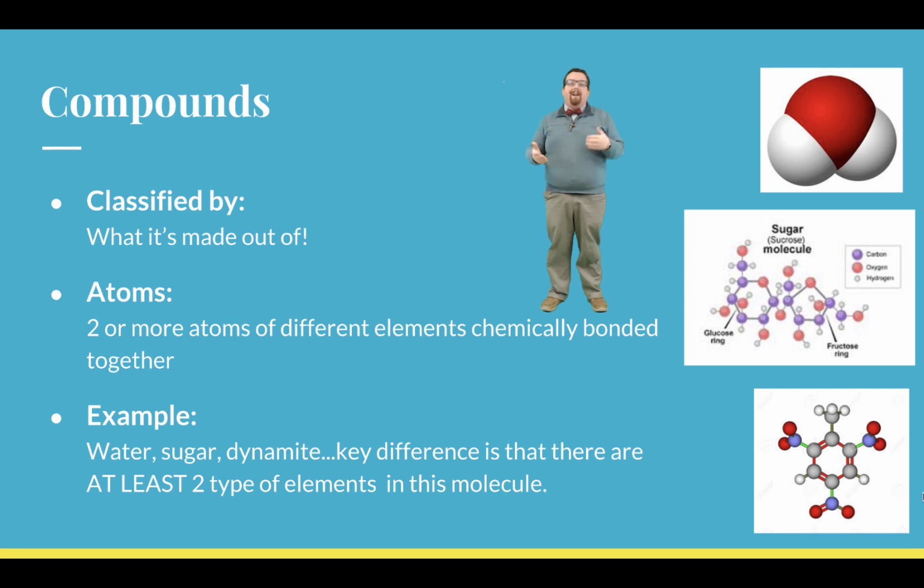Compounds are classified by what they're made out of, so the different types of elements in them. And when we talk about the atoms of a compound, it consists of at least 2 atoms, and they have different elements in them. The important thing is that these atoms are chemically bonded together, so they're stuck together, but there are different elements there, and that's what makes it a compound. Some examples would be water, which is over here at the top, sugar, which is in the middle, and dynamite, which is at the very bottom. All of these pictures have more than one atom, and they have more than one type of element. And all of those atoms are chemically bonded together, and that's what makes it a compound.